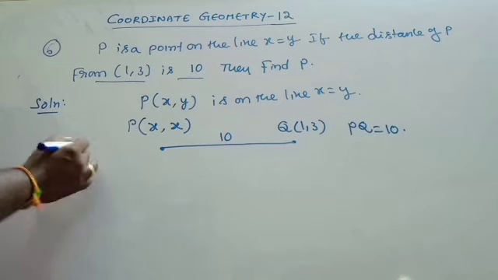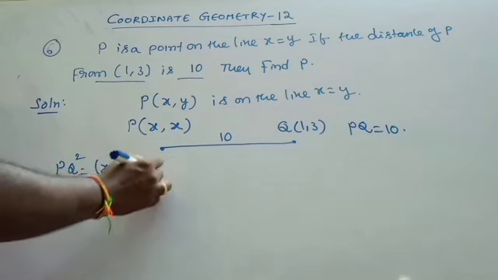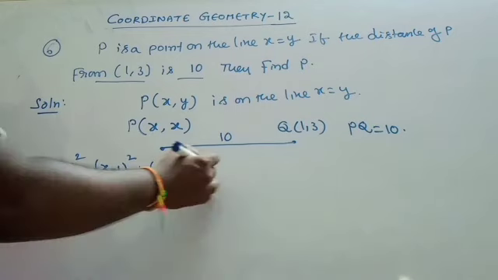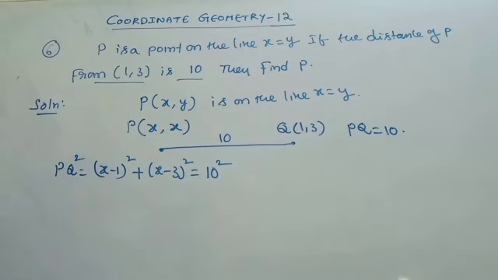PQ square is nothing but x minus 1 whole square plus x minus 3 whole square, which is equal to 10 square, because PQ is given as 10, that's why it is now 10 square.